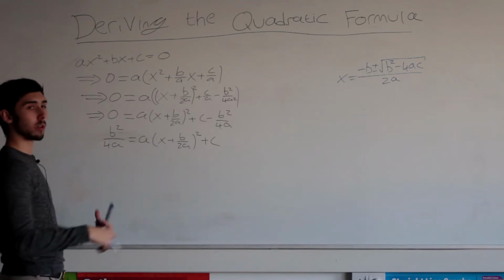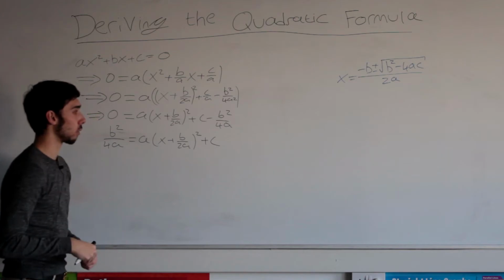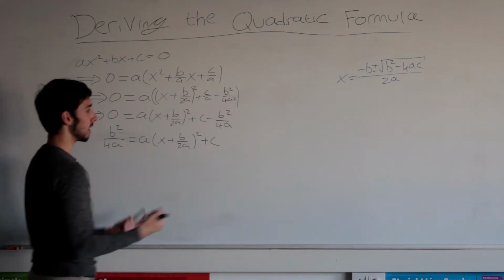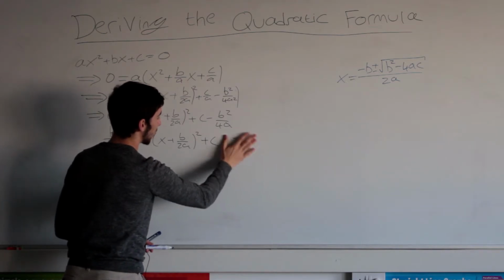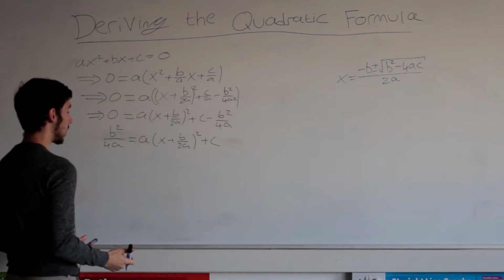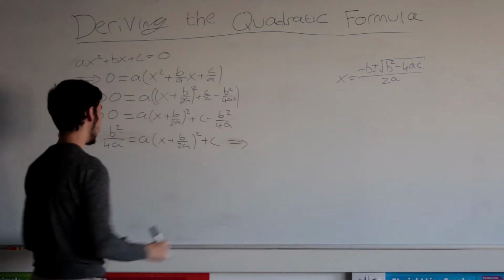So we've added b squared over 4a to both sides, right? Because 0 plus b squared over 4a is b squared over 4a, and minus b squared over 4a plus b squared over 4a is just 0. So it's kind of like plus 0, right? But we don't need to write it because plus 0 doesn't mean anything. Okay, let's do something else. I'm going to come over here now, guys. I'm going to go sideways a little bit.